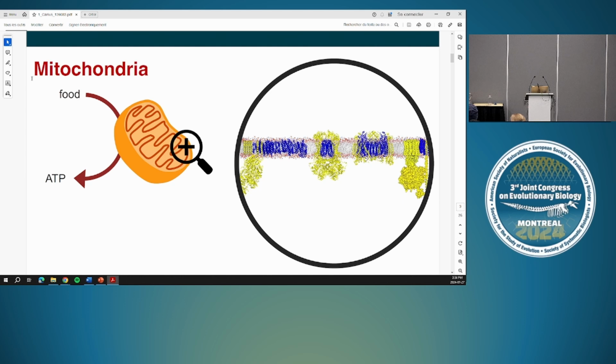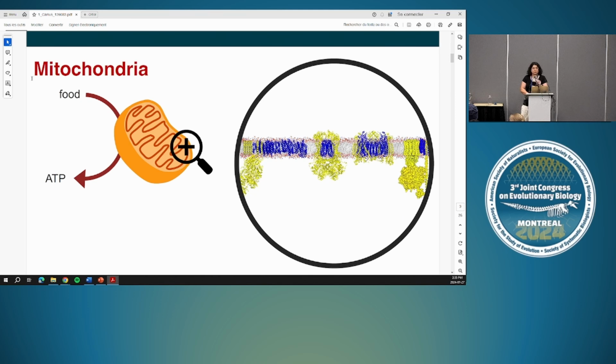Each complex is composed of several subunits that come in two different colors. The ones in blue here, these are encoded in the mitochondrial genome, and the ones in yellow are encoded in the nucleus. So I really like to show this slide because you can visually see how important this physical interaction between these two genomes is. And many people in this room, including myself, have spent a lot of time trying to study what happens when things go wrong, either via mutations in the mitochondria or in the nuclear genome.